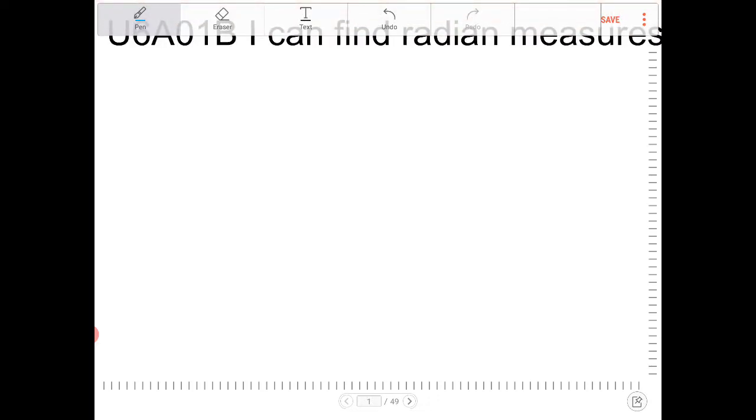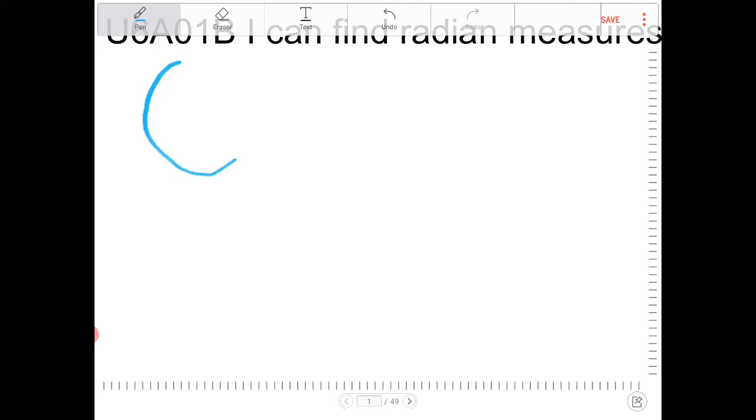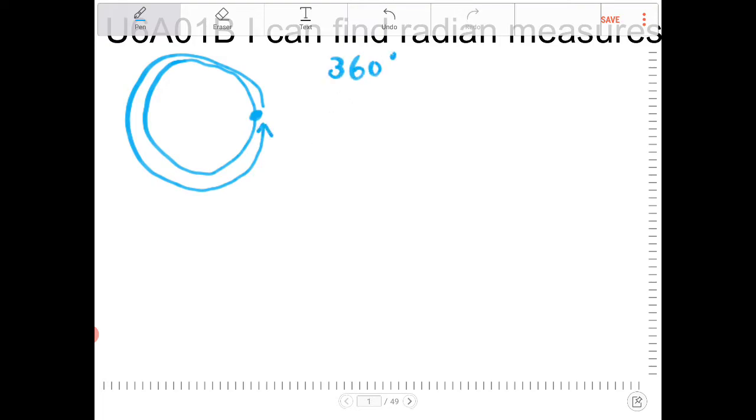So I want to start this lesson by talking about something very fundamental, something very foundational. We understand that if we were to start at some point on a circle and go all the way around, we would have traveled 360 degrees. Have you ever stopped to wonder why we use 360 degrees?